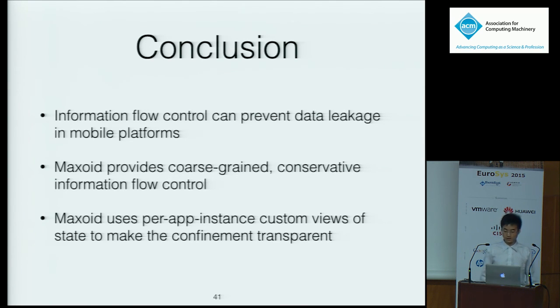To conclude, information flow control can prevent data leakage in mobile platforms. Maxoid uses very coarse-grained conservative information flow control to achieve strong security guarantees. And it also uses per-app instant custom views of state to make the confinement transparent. That's all about my talk, and thank you.